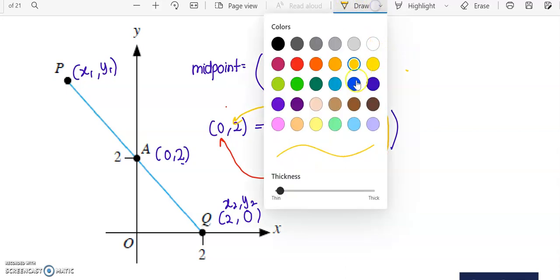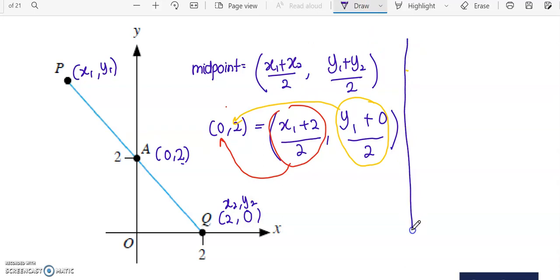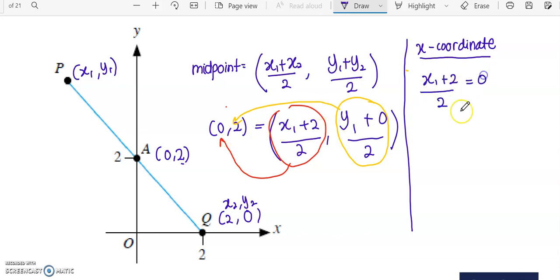So we separate them and equate one by one. Take the x coordinates first: x1 plus 2, divided by 2, and we equate with 0. We get x1 equal to negative 2. So that is the x coordinate for point P. Now the y coordinates. You take the formula for the y coordinate of the midpoint.